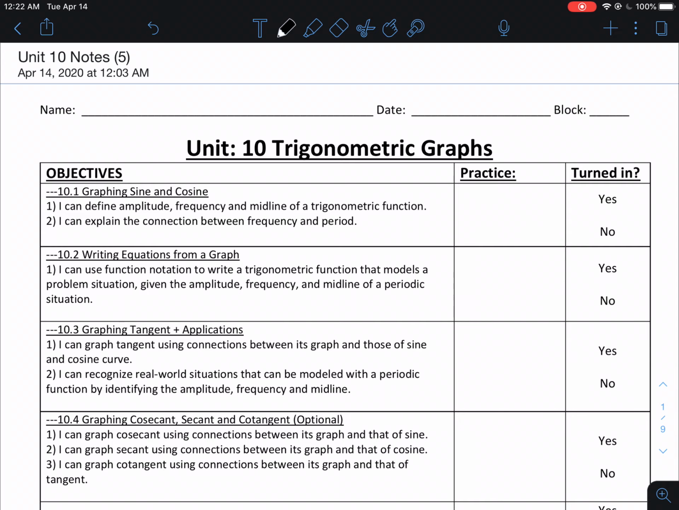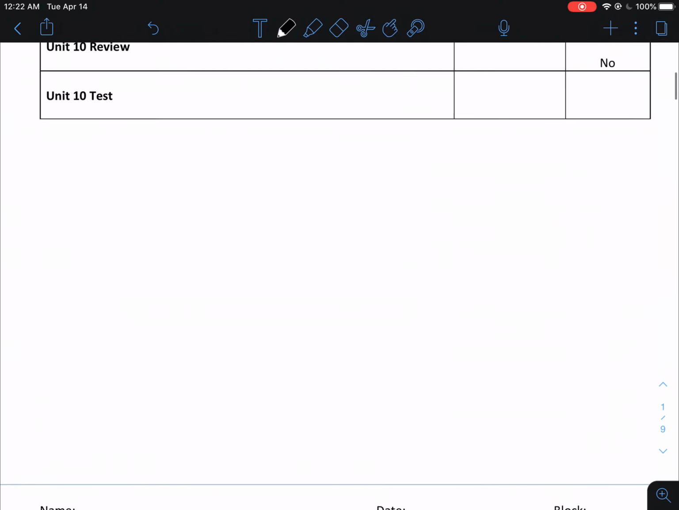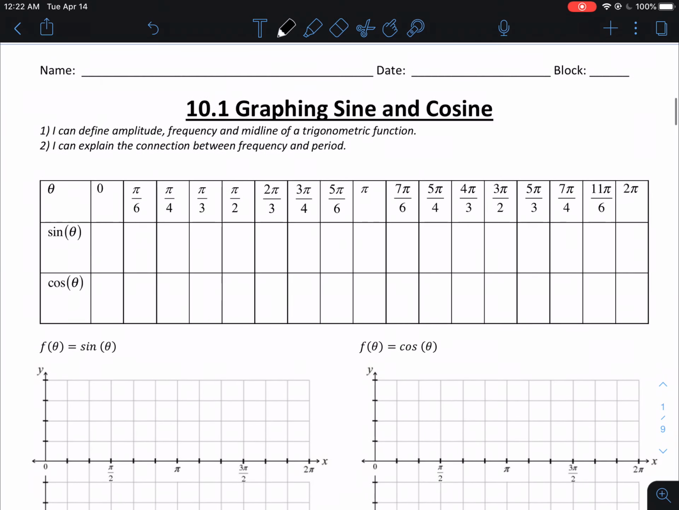So that being said, let's get into it. 10.1, graphing sine and cosine. The first thing we're going to do is go old school with this and fill in this chart. Think of it as an XY chart. For X, that's going to be our angles, and for our Y values, that's going to be either our sine or cosine.